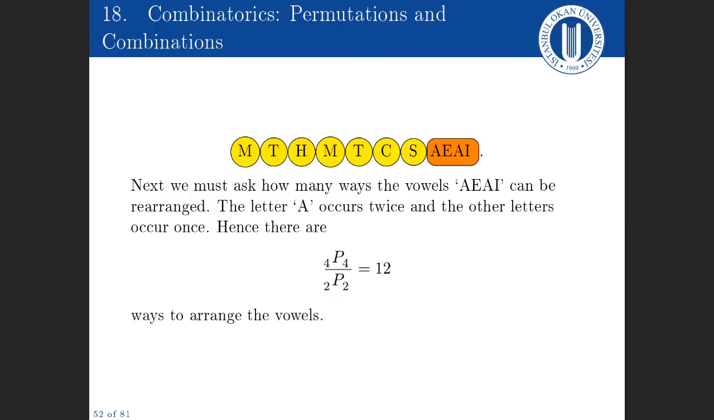One more step. We need to ask how many different ways can the vowels, A, E, A, I, be arranged. We've got 2 A's, 1 E, 1 I. So that means there are 4p4, 4 objects, and then divided by 2p2, or 12 different ways to arrange the vowels. We divided by 2p2 because we've got 2 letter A's.